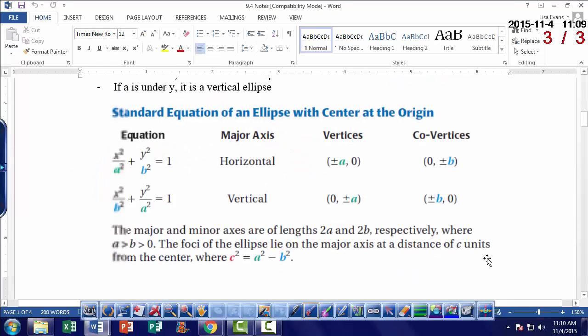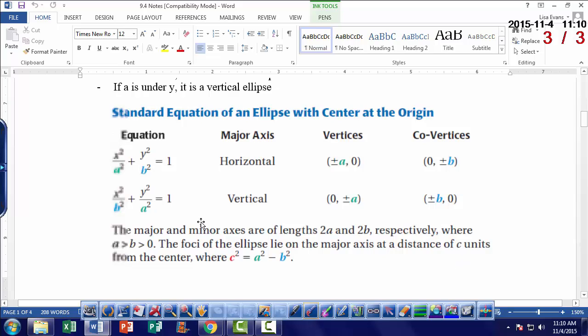Now, some other information. I already talked about if the bigger number is under the x squared, it's horizontal. The vertices are going to be on the x-axis, plus or minus a, comma 0. The co-vertices, which are on the minor axis, are going to be the opposite, 0, plus or minus b. So when we have a vertical ellipse, the bigger number's under the y, so our vertices are 0, plus or minus the number, and then the co-vertices would be plus or minus a number, comma 0. And we'll talk more about this.